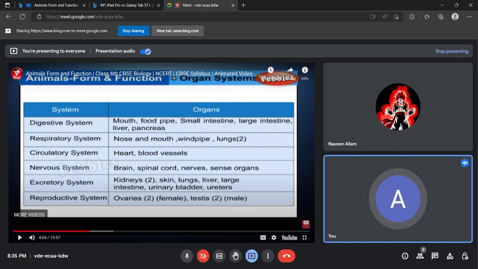The liver also will have some secretions that will help in the excretion. The large intestine is also part of the excretory system. The urinary bladder will temporarily store the urine, and then it is passed on through the ureters. So this is all about the excretory system. We will see each of them in detail also. Now the reproductive system: we have two ovaries in female and two testes in male. We will see each of them in detail now.